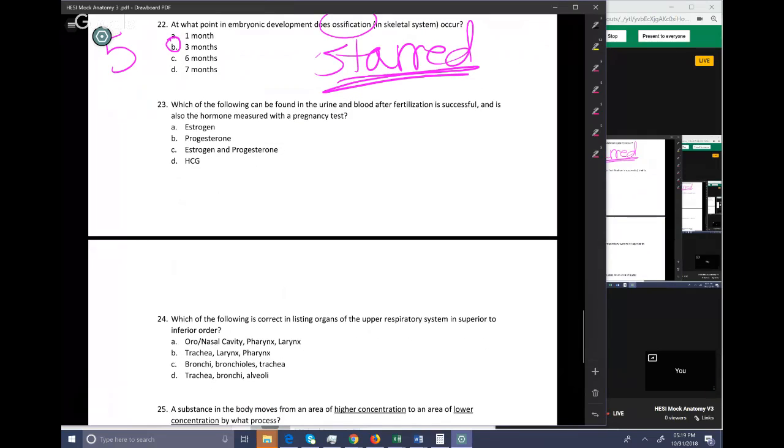23, which of the following can be found in urine and blood after fertilization is successful, and also the hormone measured with a pregnancy test? So if fertilization is successful, that means pregnancy is occurring. They just worded it that way to make it a little less obvious. And then what is the hormone that a pregnancy test measures?